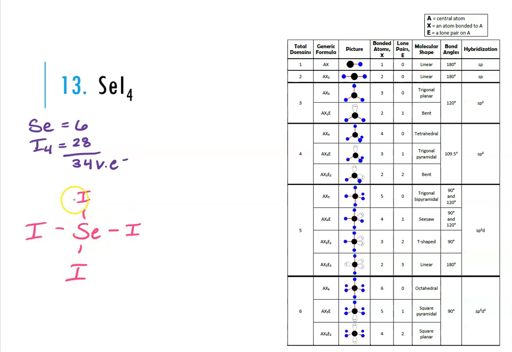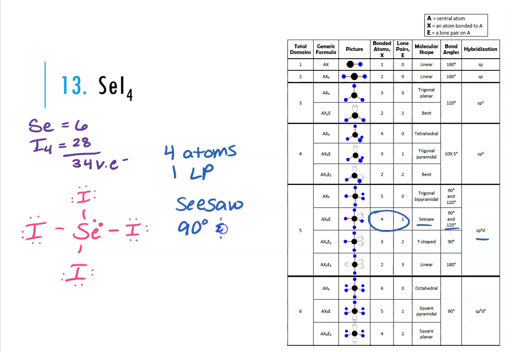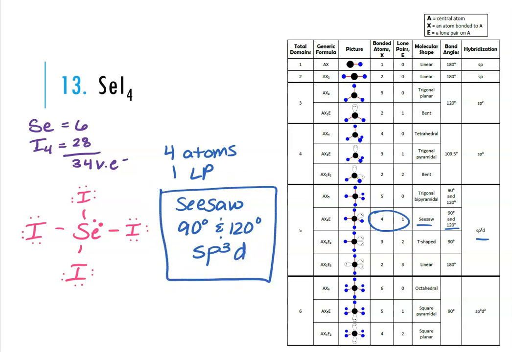2, 4, 6, 8, 9, and counting up to 32. And so that last one will go on the central atom. I have 4 atoms and 1 lone pair. So that's going to be seesaw, 90 degrees and 120 degrees, and sp3d hybridization.